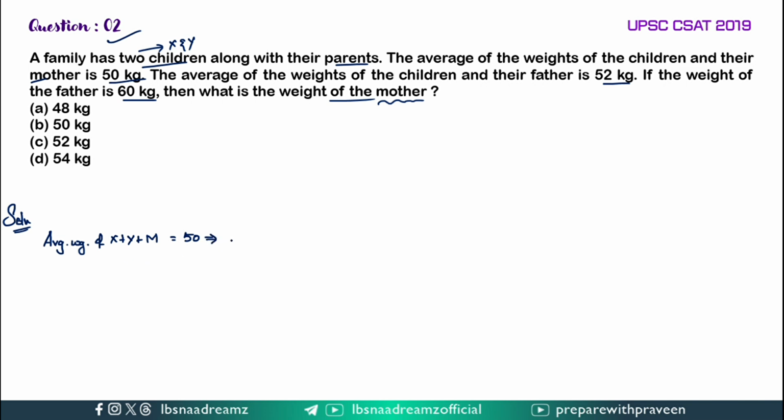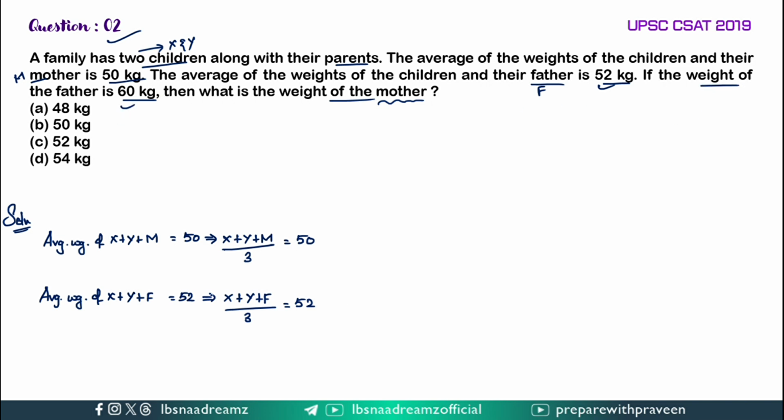We can write this as (X plus Y plus M) divided by 3 is equal to 50. Right? The average of the weights of the children and their father is 52 kg. So average weight of X plus Y plus, we are taking father as F, X plus Y plus F is equal to 52 kg. We can write this as (x plus y plus f) divided by 3 is equal to 52.